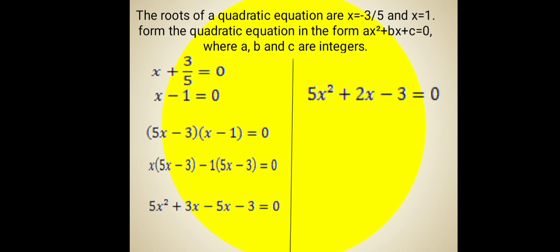Now we bring the equations together. We have x plus 3 over 5 multiplied by x minus 1 equals 0. And then we expand the equation. It becomes 5x squared plus 2x minus 3 equals 0.